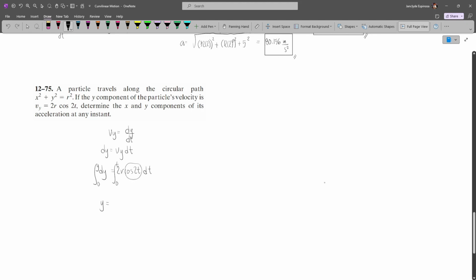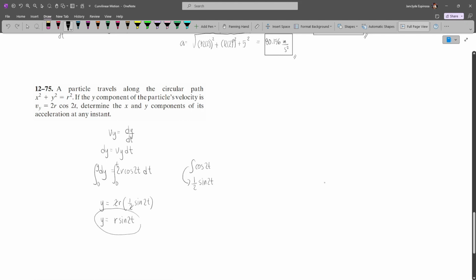If we integrate cos 2t, we have cos 2t alone. That will be 1/2 sine 2t. And then we'll only integrate this function because we are integrating with respect to time, not r. So we will just leave this as is. So this is now 2r, copying this one, multiplied by 1/2 sine 2t. So this will cancel, and then we have y equals r sine 2t.